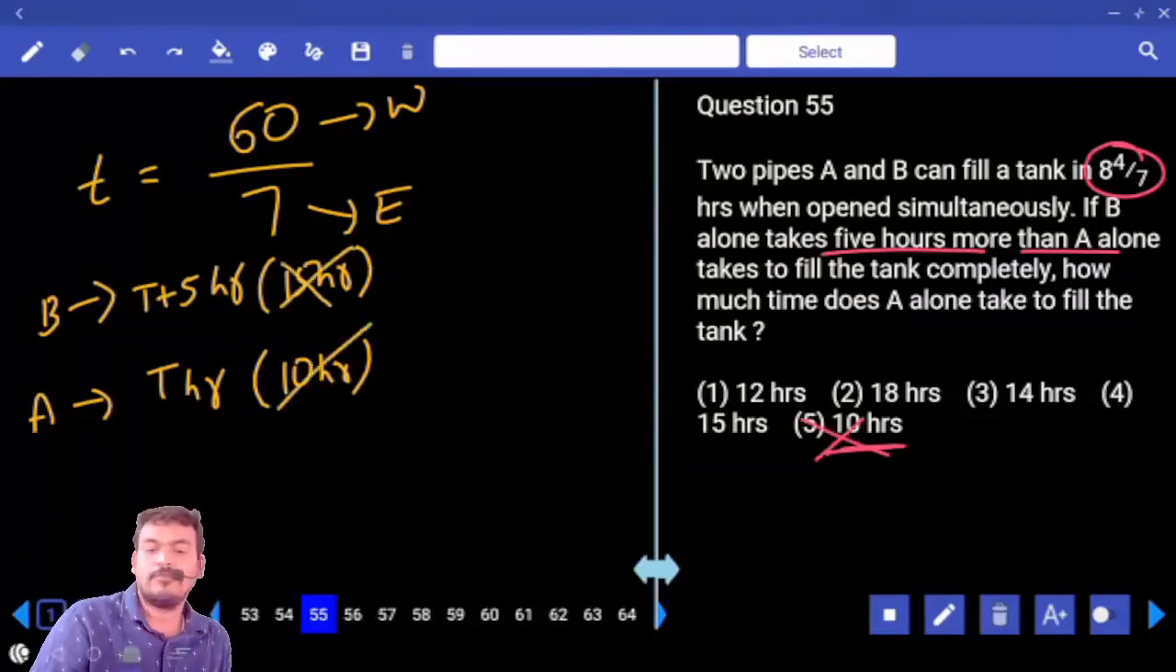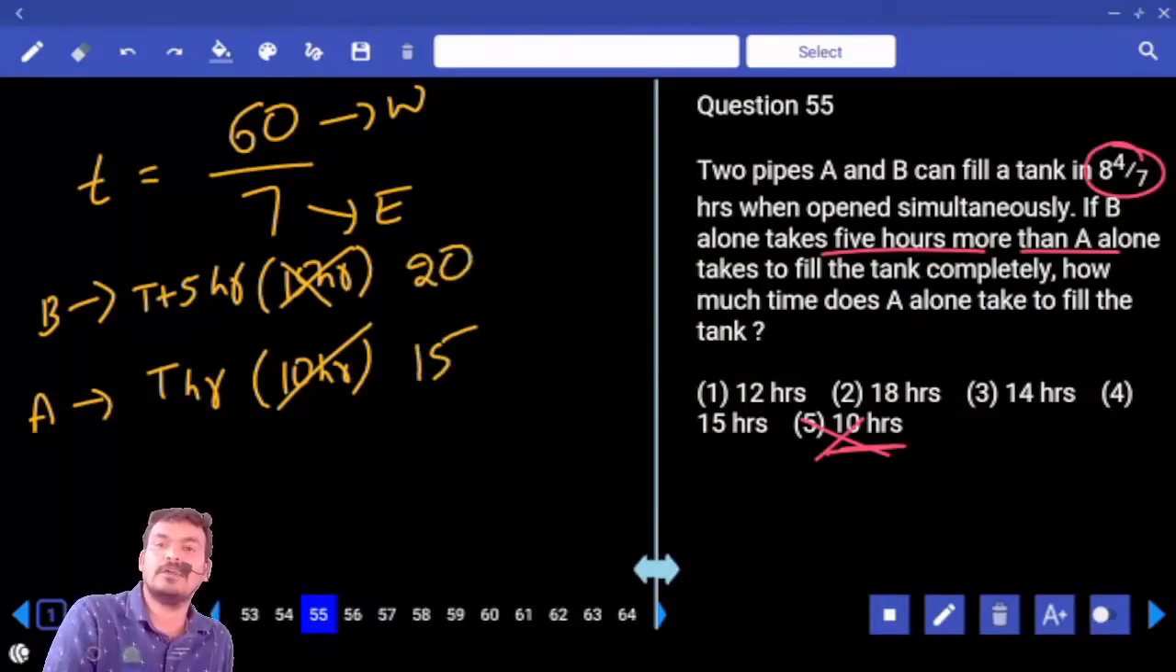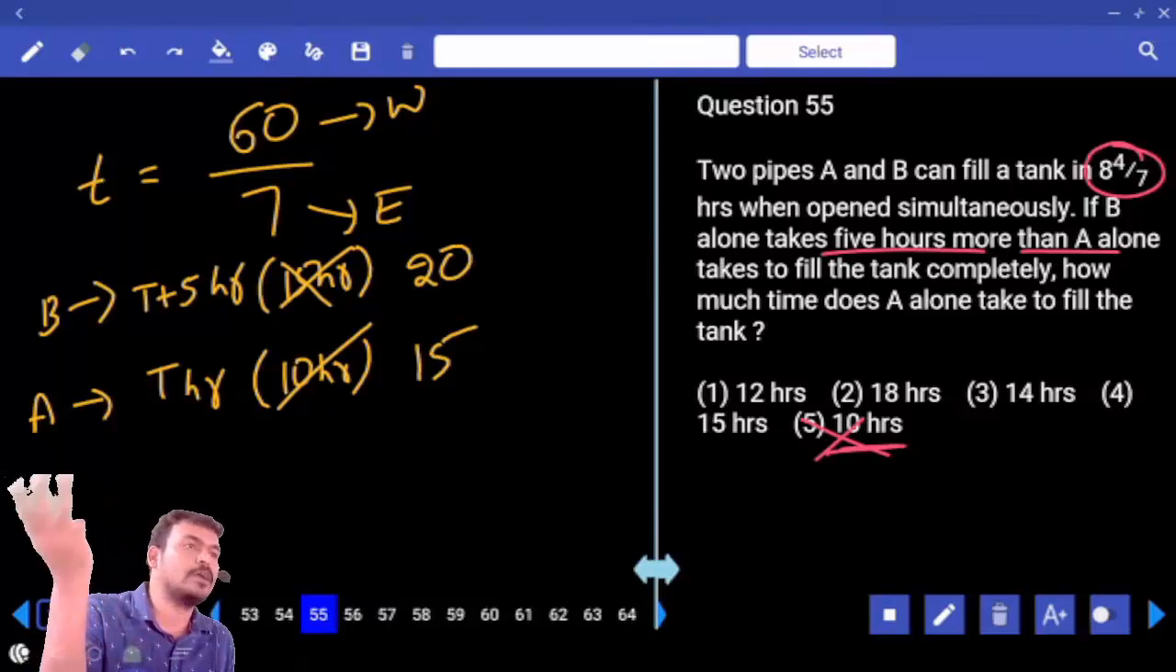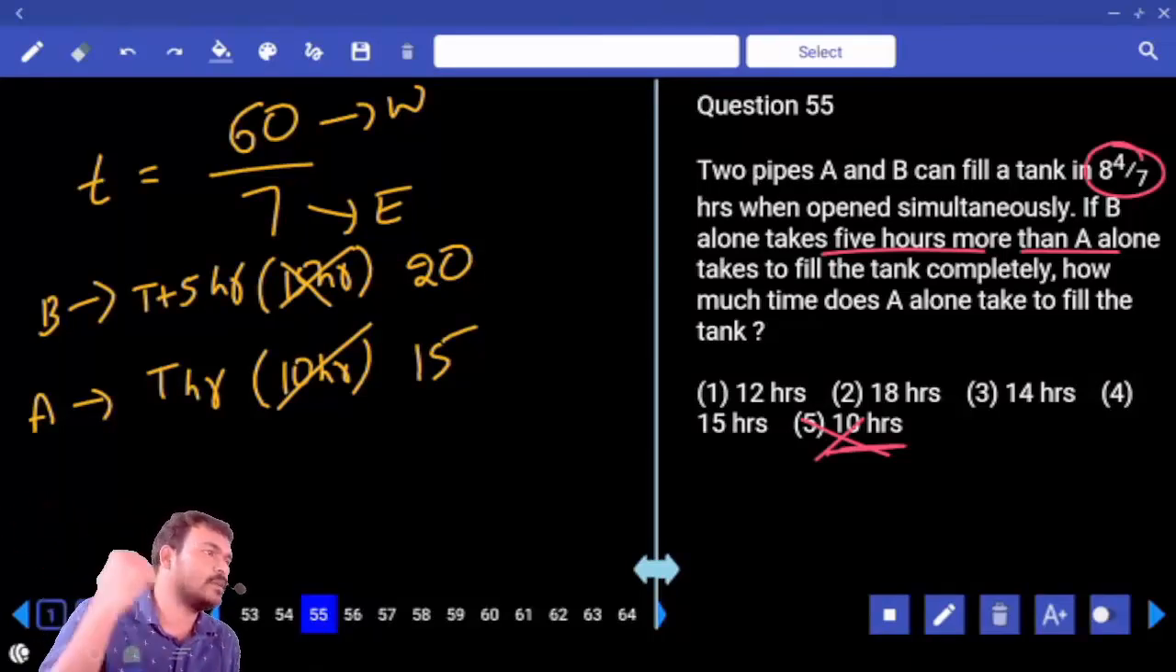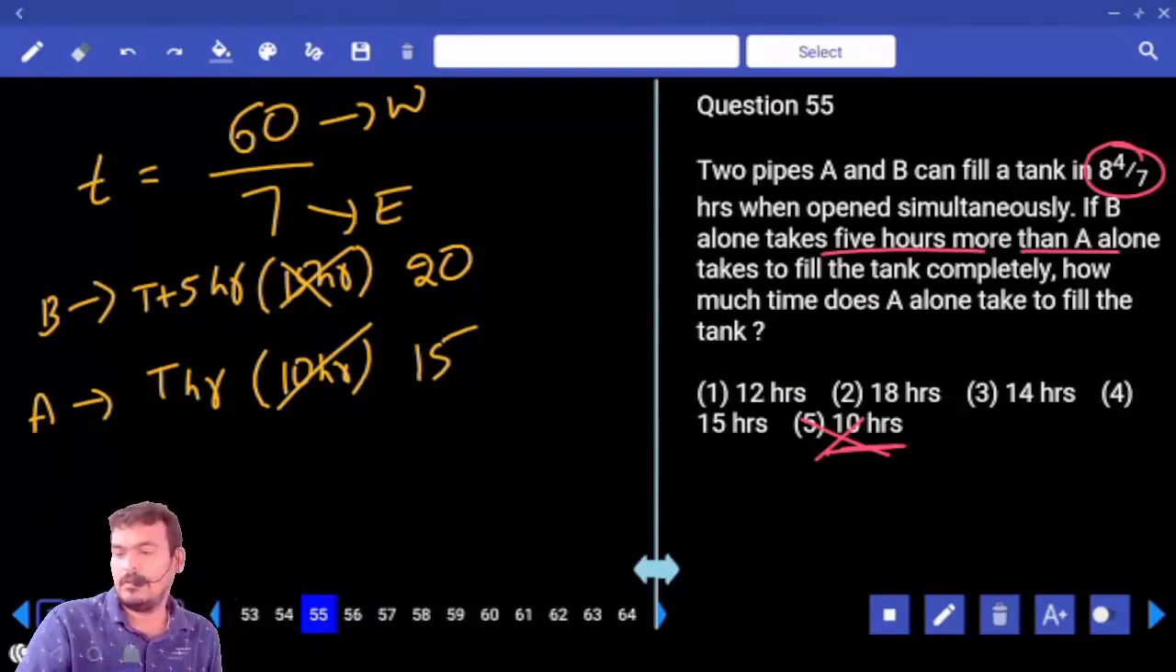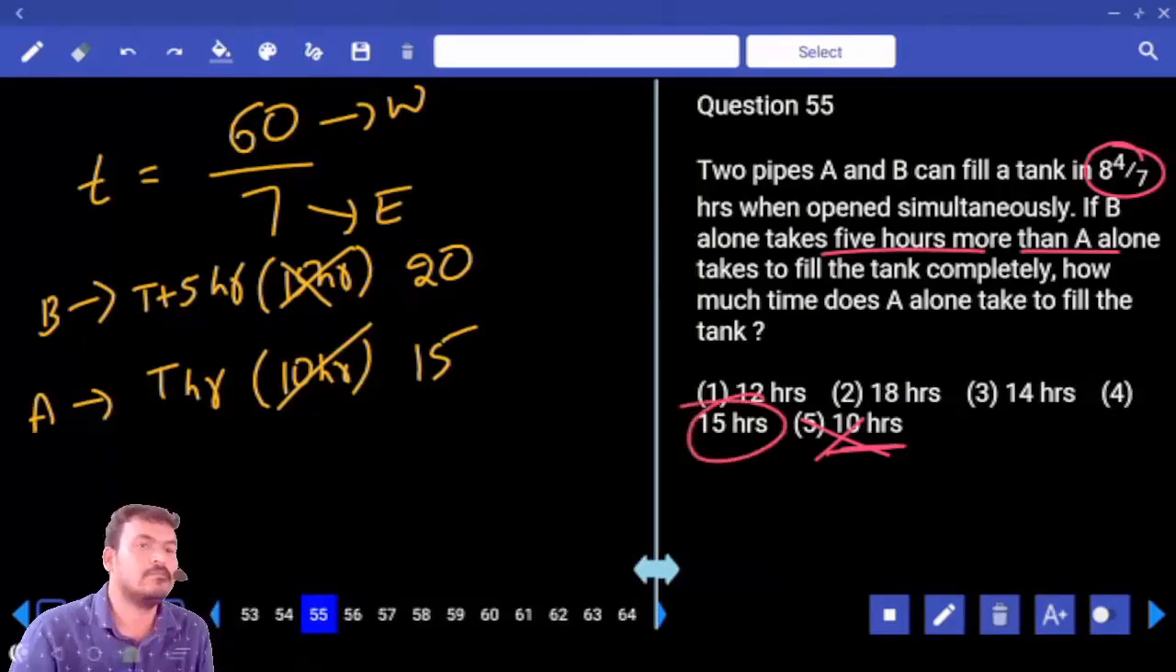Next, what is the fourth option? 15. T value 15 means T plus 5 is 20. 20 and 15 LCM is 60. 20 how many times? 3 times. 15, 4 times, or not? Work is 60. Efficiency 7. Answer is the fourth option, or not? If it is not satisfied, verify the third option, second option and first option. Already we have eliminated the first, second and third options.